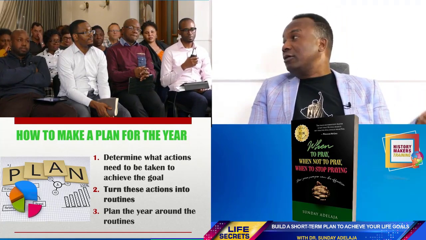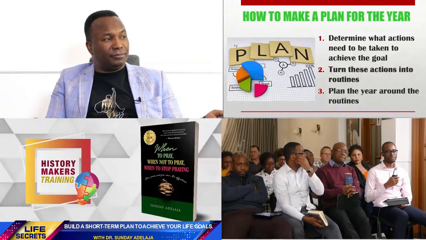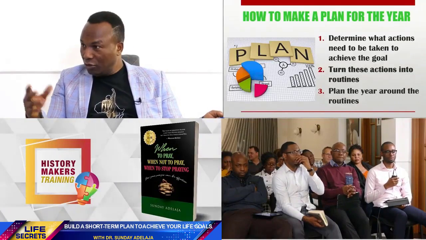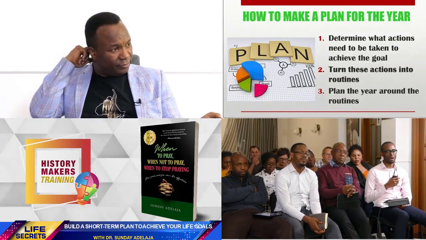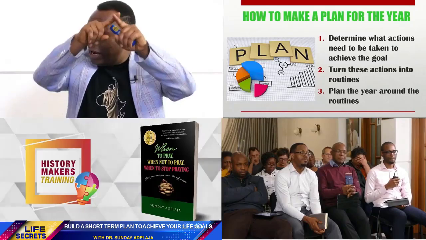Okay? Number 2, turn these actions into routines. You got that now, right? Okay. Number 3, plan the year around the routines. So it's in the calendar immediately. That's a year right there.